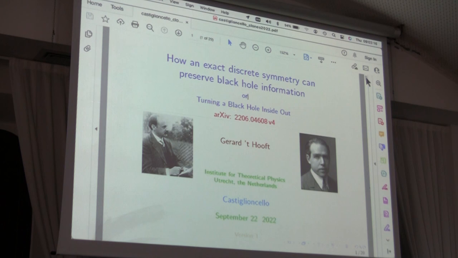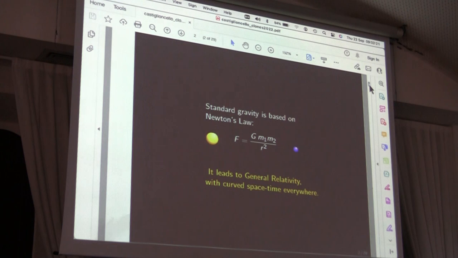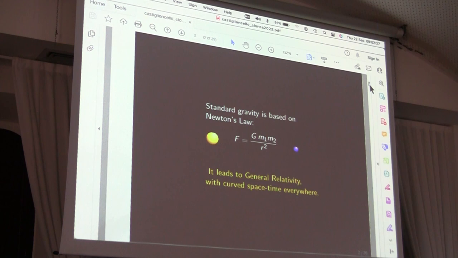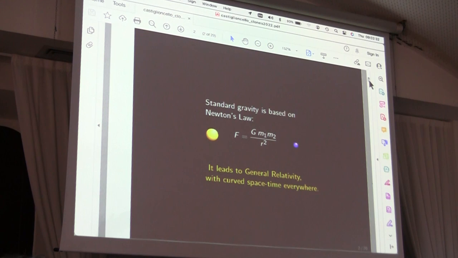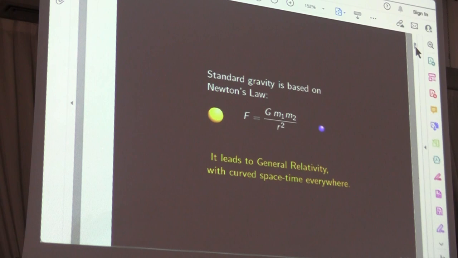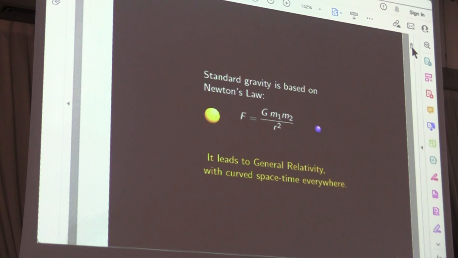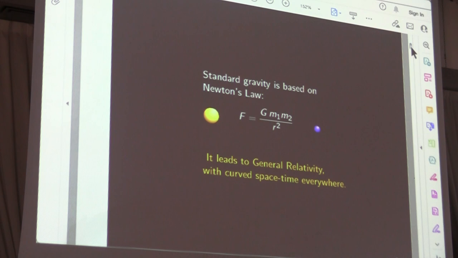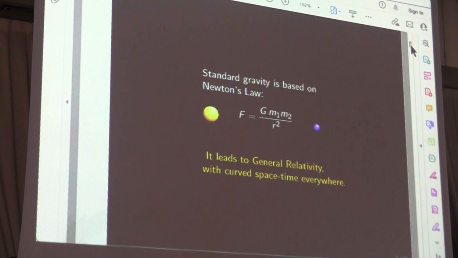Now, one finding which I find interesting is this, that normally when we discuss gravity, you start with Newton's law. And Newton's law tells you that the gravitational field spreads out in three-dimensional space and the field strength goes by 1 over r squared. That means that when you try to switch on general relativity, you will encounter curvature everywhere in three space, or in four space actually, because of course time is also there. So you have curvature everywhere in space.